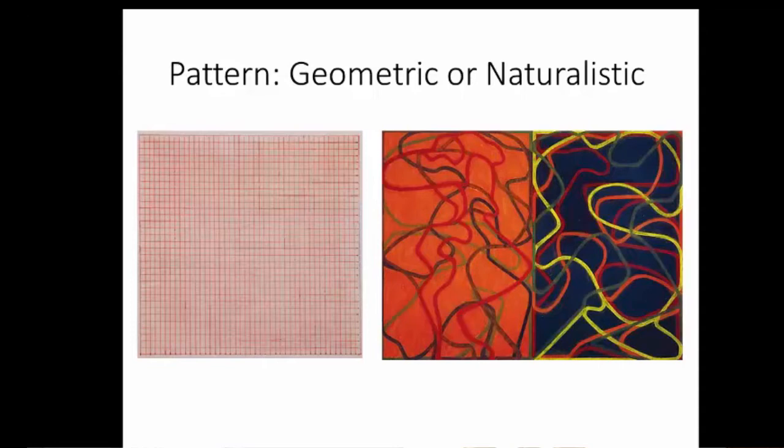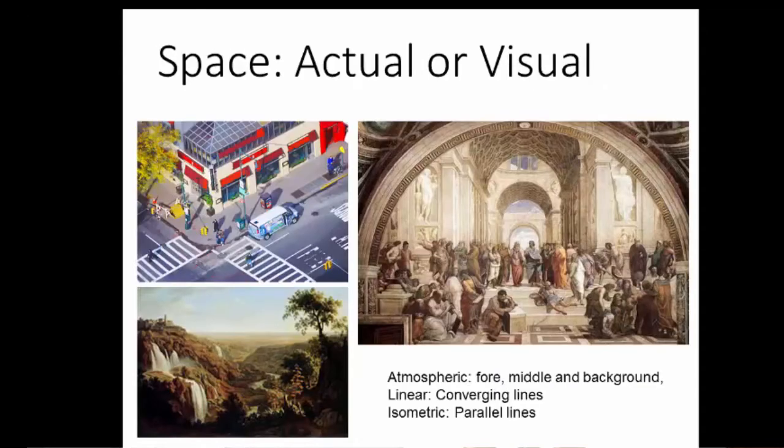So again, the way you use the elements in a work of art can profoundly affect the emotional impact of that piece. Lastly, with elements, we want to talk about the nature of space. With space, there is either actual space or volume or the illusion of space. And in the illusion of space, as such is represented with these three paintings below, we have three basic types.